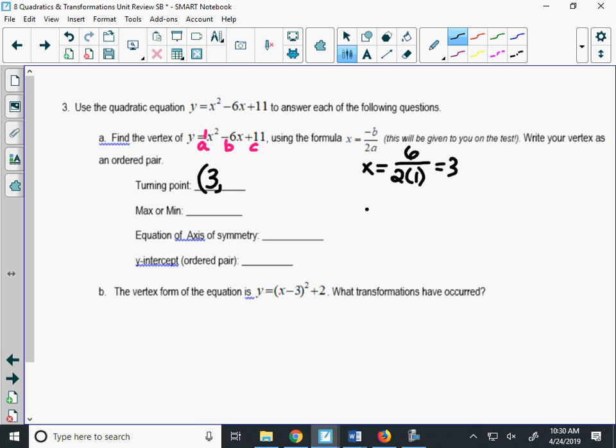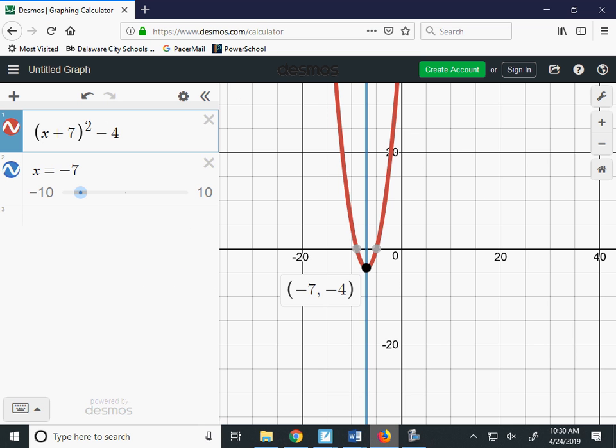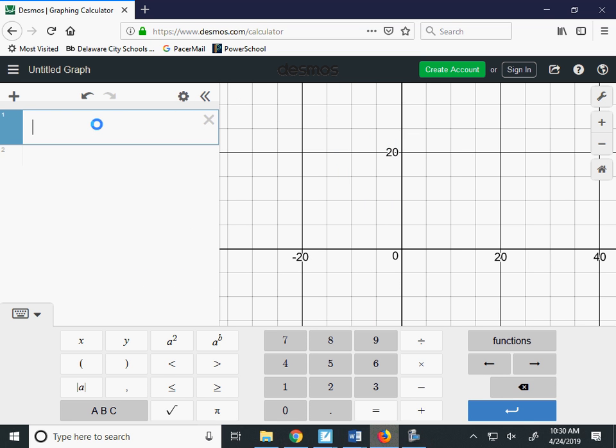To find the y value, you're going to substitute 3 in for x. So we'll have 3 squared minus 6 times 3 plus 11. Now, to do that, you can just go ahead and type that expression into Desmos, and it'll calculate the value for you. So we'll have 3 squared minus 6 times 3 plus 11. And that tells you the y value is 2.